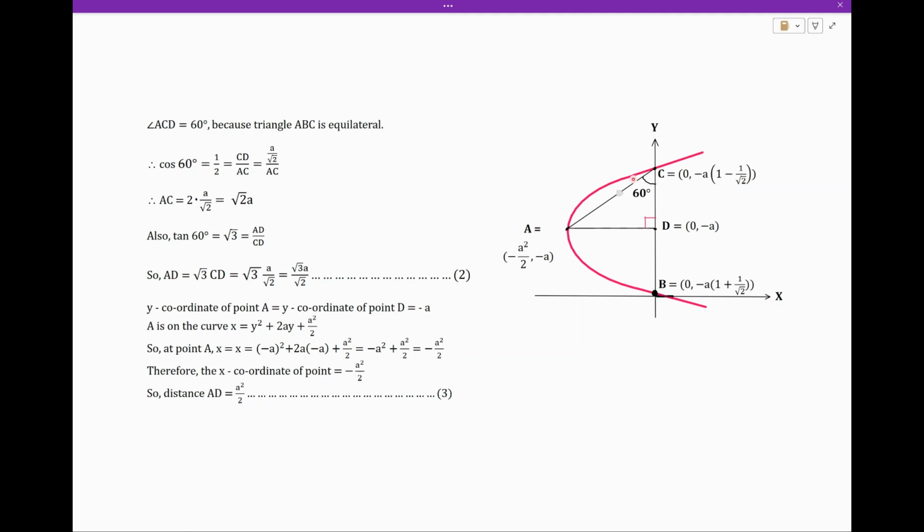Again, AC is a side length of the triangle ABC. We had already found out the distance BC, which is also the side length, and that was also root 2 times a, and this confirms that AC is equal to BC and the triangle is an equilateral triangle. Also, tan of 60, which we know from trigonometry is square root of 3, and which in this case is equal to AD by AC.